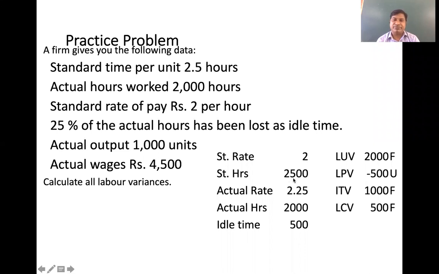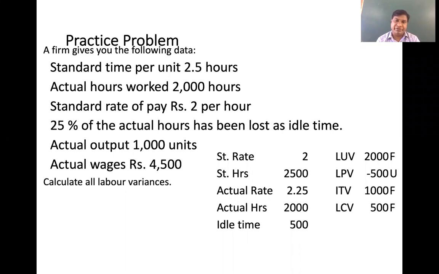5,000 minus 4,500 gives you 500. The resulting figure is 500. What is that? Labor cost variance. It is not a negative figure but a positive figure, therefore it's a favorable variance. The cost variance is favorable because the standard cost is 5,000, whereas the actual cost is 4,500. The difference is 500.